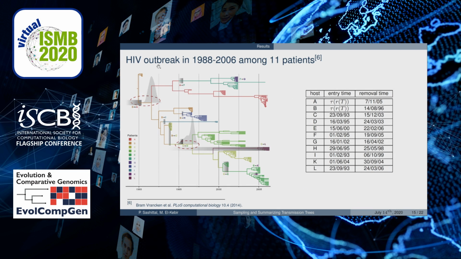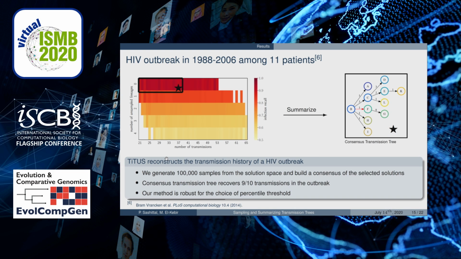So for the HIV outbreak, we have multiple samples collected from 11 patients, all the way from 1988 to 2006. These are the 11 patients with their corresponding entry and removal time for the outbreak. And on the left, we have the phylogeny constructed for the outbreak using BEAST. Now, our goal is, given this phylogeny and this epidemiological data, to infer the transmission tree over these 11 patients. So we use our method TiTERS to generate 100,000 samples from the solution space.